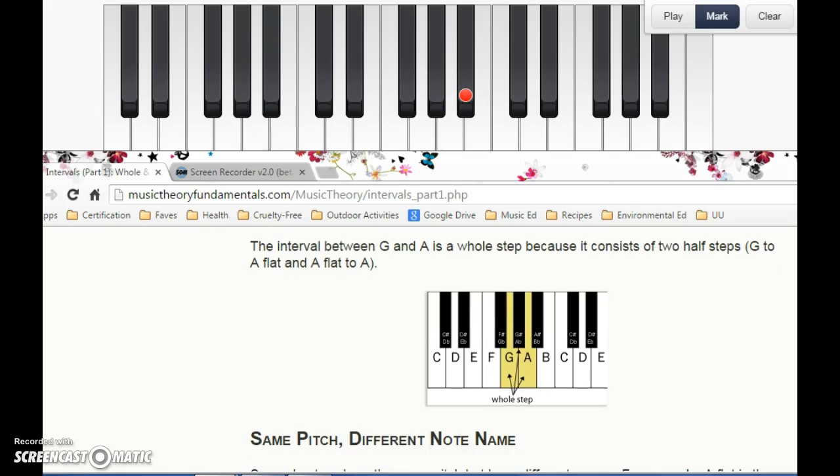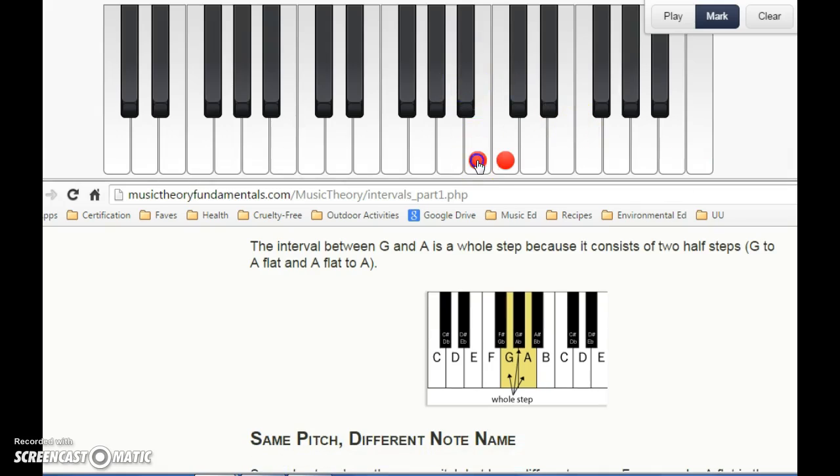We'll look at another example here. Let me take these dots away. So here they're talking about the interval or the space between G and A. G is here, A is here. You'll notice that there is a key in between right up here, which is called G sharp, or can also be referred to as A flat. It's the same thing. We have 3 dots. We have this lovely key in between, so it means that this is a whole step.